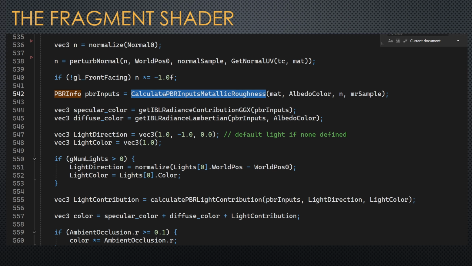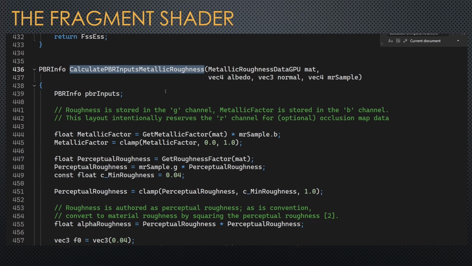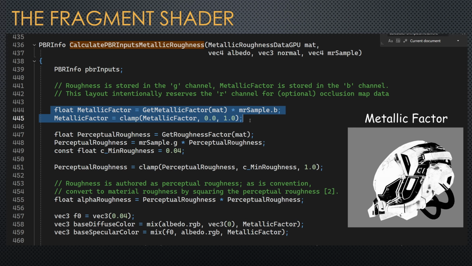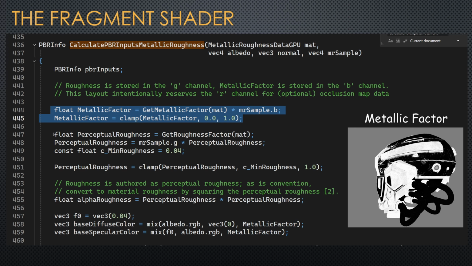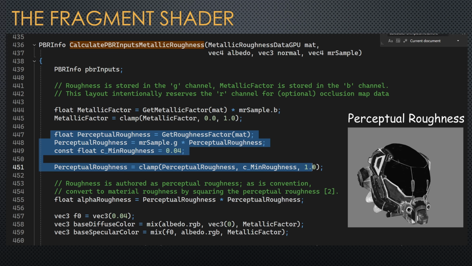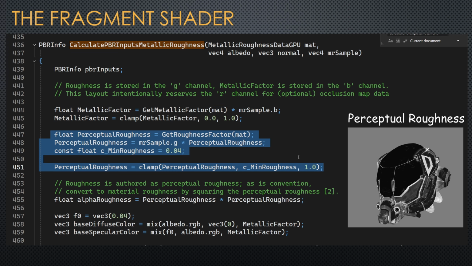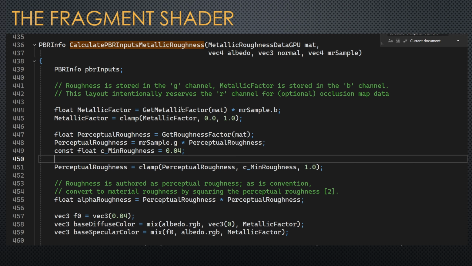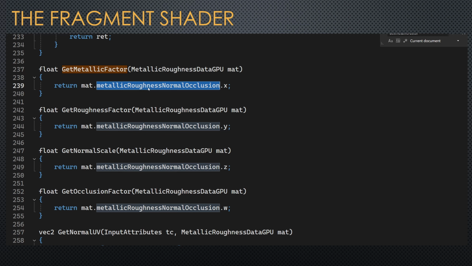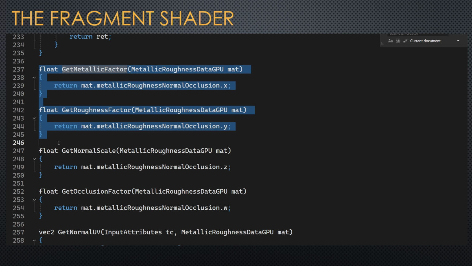So now let's take a closer look at calculate PBR input's metallic roughness. This function starts by extracting and clamping the metallic and roughness factors. These 2 factors are part of the material definition in GLTF2. Our material structure packs a few factors into a single vec4: metallic factor, roughness, normal scale, and occlusion.